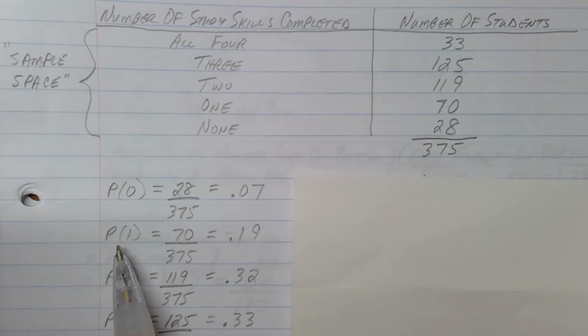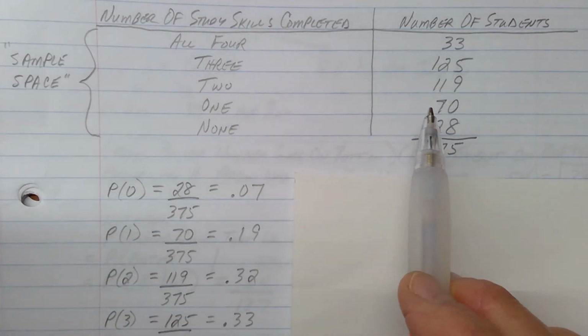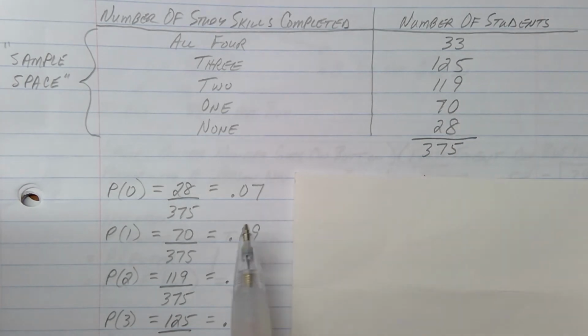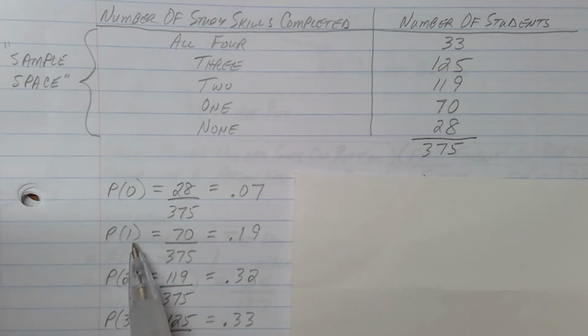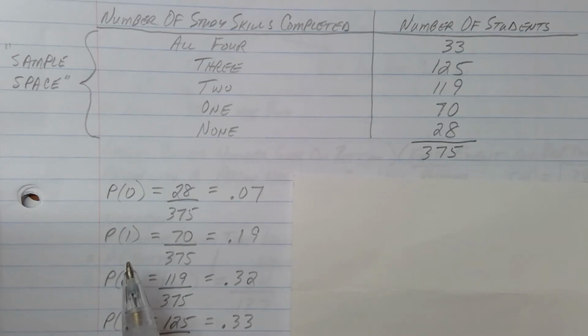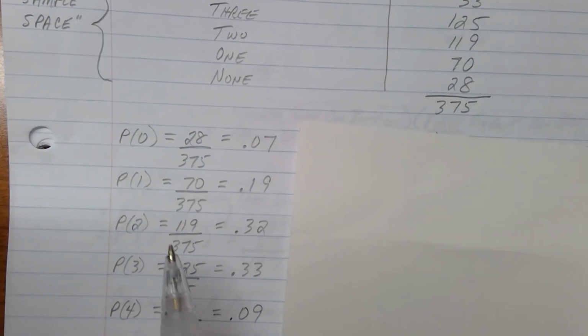What's the probability that a randomly selected student only does 1 of the study skills? Well, 70 out of 375 said they only did 1. That's about 19%. So the probability of randomly selecting a student and they only do 1 of the study skills is 19%. 19 out of 100 times you're going to randomly select a student who only does 1 of the study skills. And we can go on down the line here.